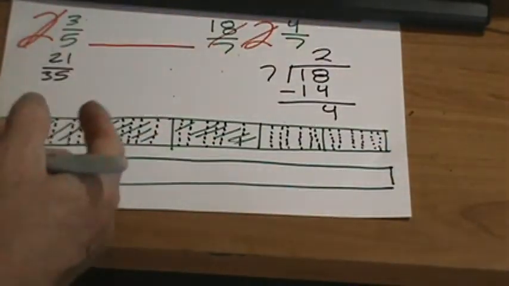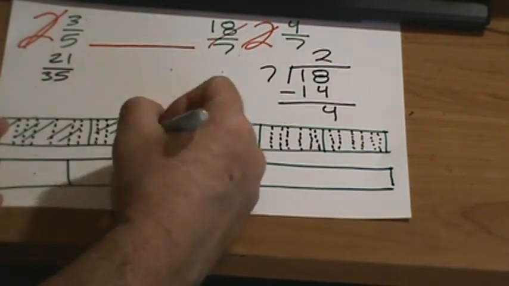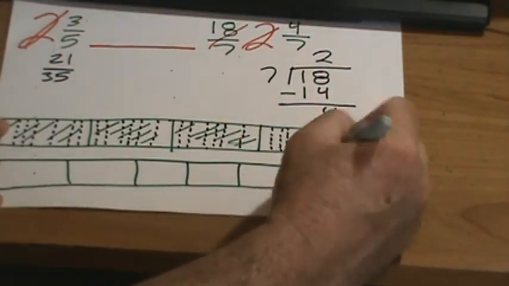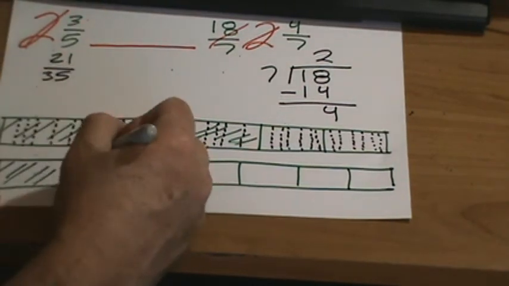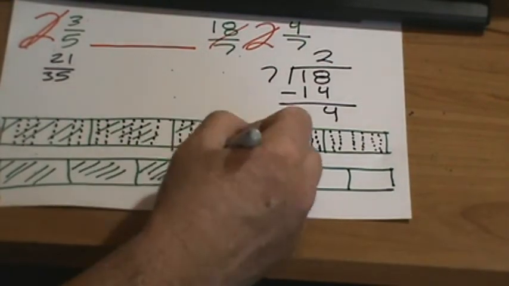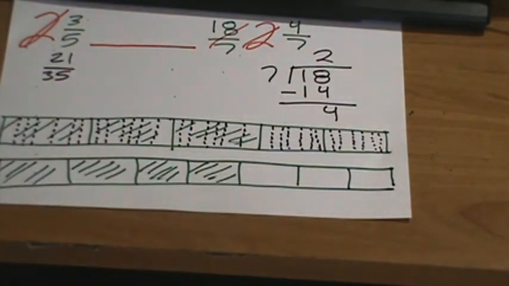And we're going to break this up into 4/7. So 1, 2, 3, 4, 5, 6, and 7. How many are there? There's 4, right? 1, 2, 3, and 4. And what are we breaking this up into? Well, this one we're going to break up into 5 pieces.